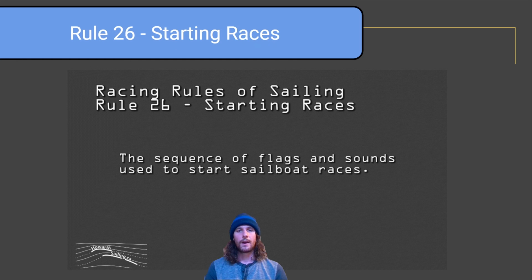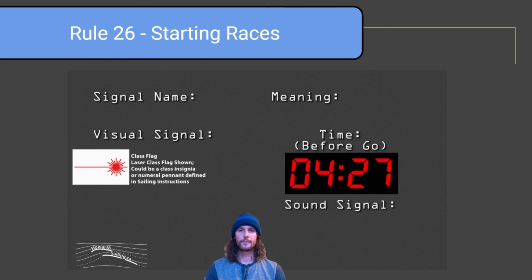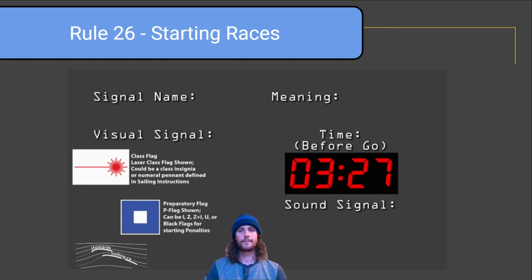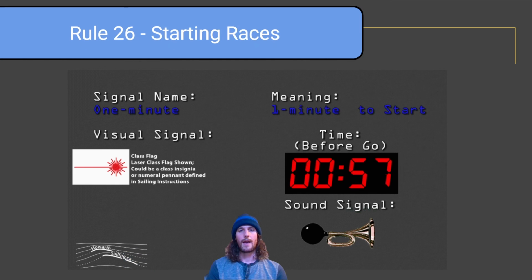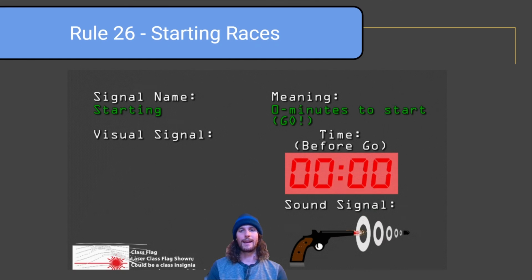So once again, I'll go through those signals. At 5 minutes, the class flag goes up with a gun. At 4 minutes, the preparatory flag goes up with a gun. At 1 minute, the preparatory flag comes down with a horn. And lastly, at 0 minutes, the class flag goes down with a gun and the race begins.